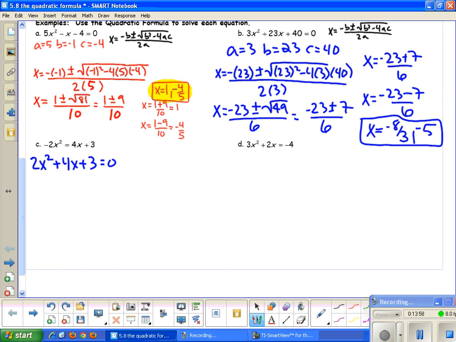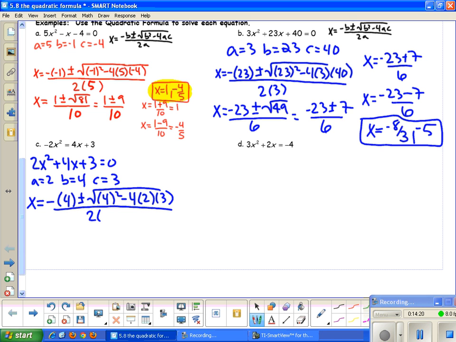So now I can solve. This a value is 2, b is 4, c is 3. So my formula, x equals negative b, which is negative 4, plus or minus the square root of b squared. So 4 squared minus 4 times 2 times 3, all over 2 times my a, which is 2. So when I do this, I get x is equal to negative 4 all over 4. I would want to figure out in my calculator what that discriminant part is, what's underneath the radical. So underneath the radical actually simplifies into the square root of negative 8 when you do it in your calculator.